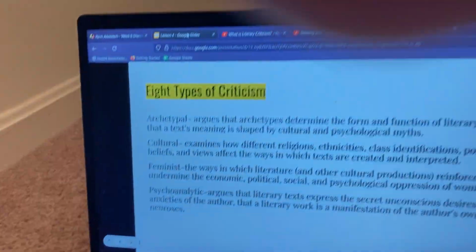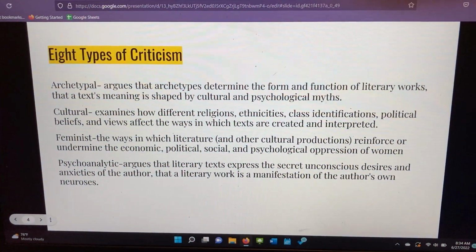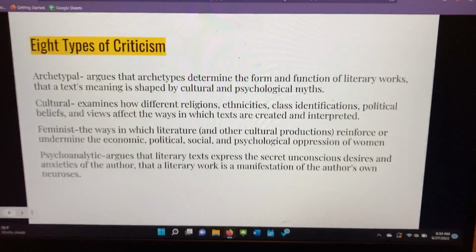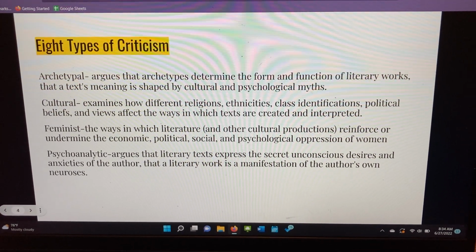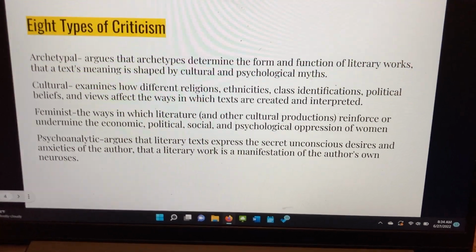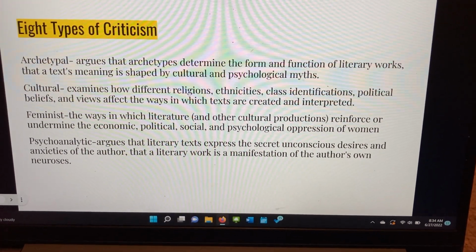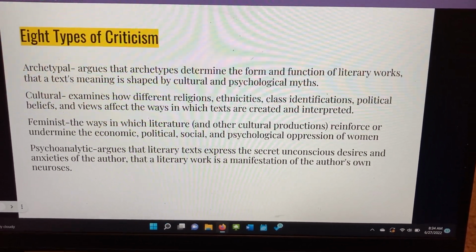Another one is psychoanalytic, and you're evaluating the unconscious desires and anxieties of the author. So that one, you could do that to Age of Innocence too.